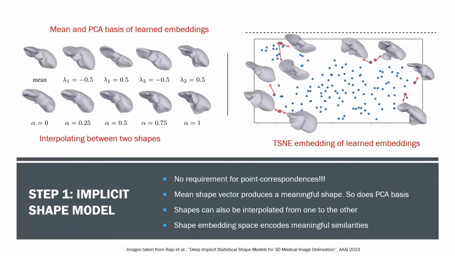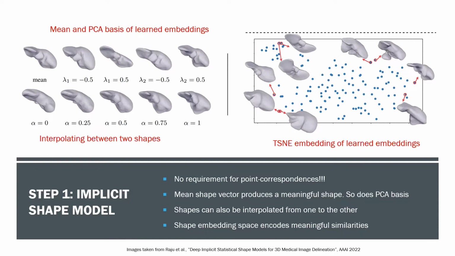So what does that give us? Well, the first thing it gives us is, unlike point distribution models, there is no requirement for point correspondences. This is really nice because now we've gotten around one of the major roadblocks with classic SSMs. We don't need to make up landmarks anymore. I have three exclamation points here because I'm really excited about that. I think that is quite a powerful feature of these implicit shape models.